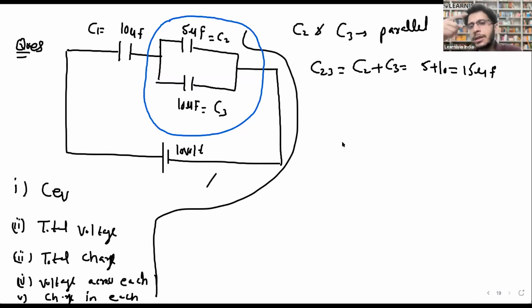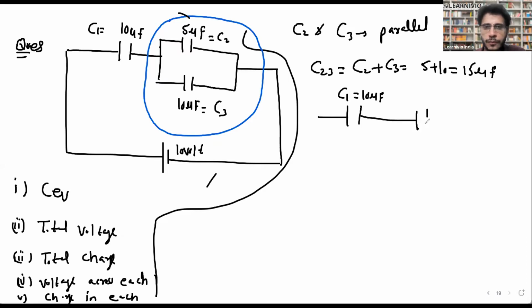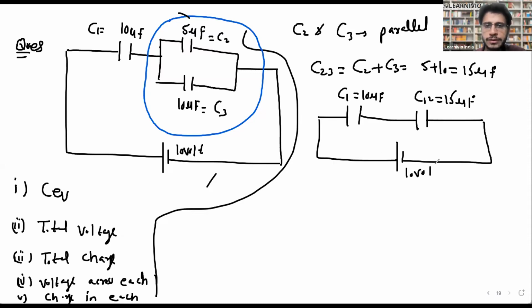Next, we will make a sub-circuit. Sub-circuit means I will remove these two capacitors, and instead of these two capacitors, I will add C23. This is C1, which is 10 microfarad. This is C23, which is 15 microfarad. And then you have a cell of 10. Which circuit is this, circuit A or circuit B? This is circuit A. These two capacitors are connected in series.